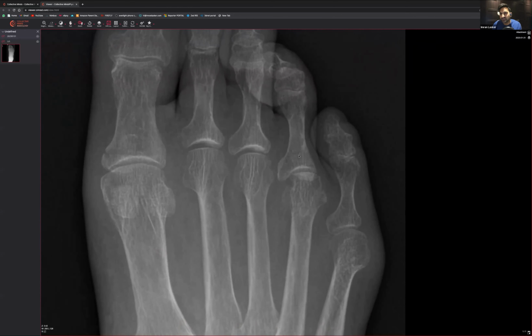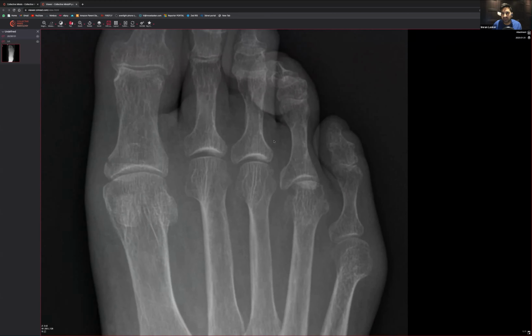Okay, so not convinced. Maybe there's something that doesn't look quite right there. Can you see that? It looks a bit irregular, like jagged edged. That doesn't look quite right to me. So I would be worried about a possible fracture there.